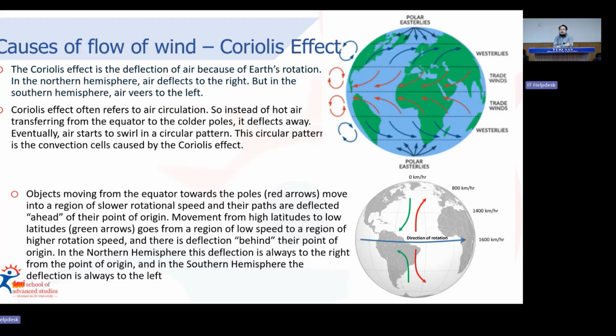And that is why, if you look at the upper figure, you will find that it causes three types of winds. One is the trade winds near the equator, then westerlies, and finally the polar easterlies near the poles. So these three regions have different types of flow of wind.